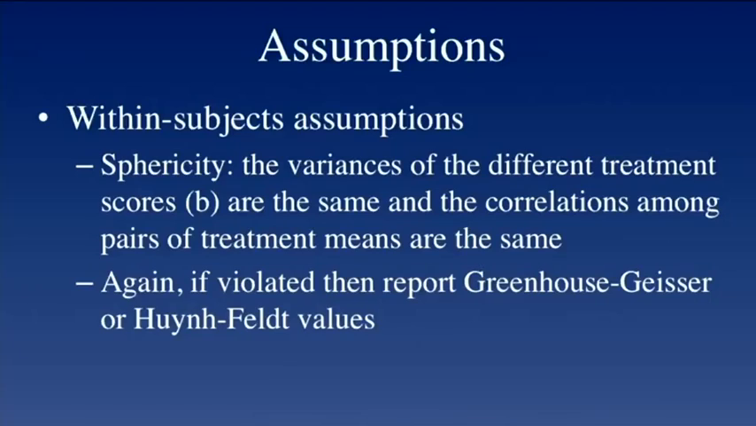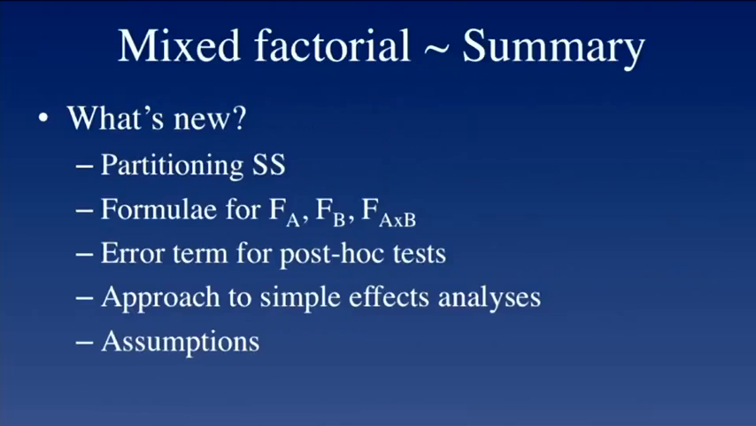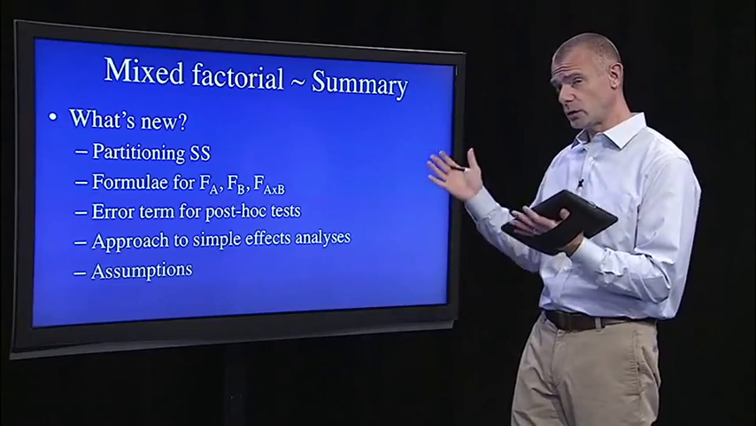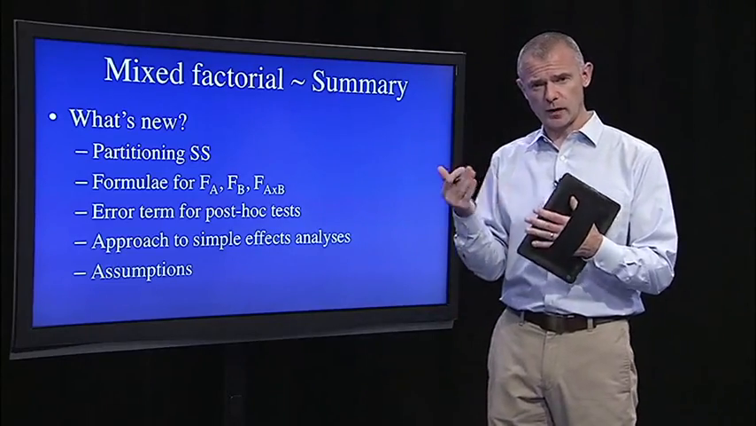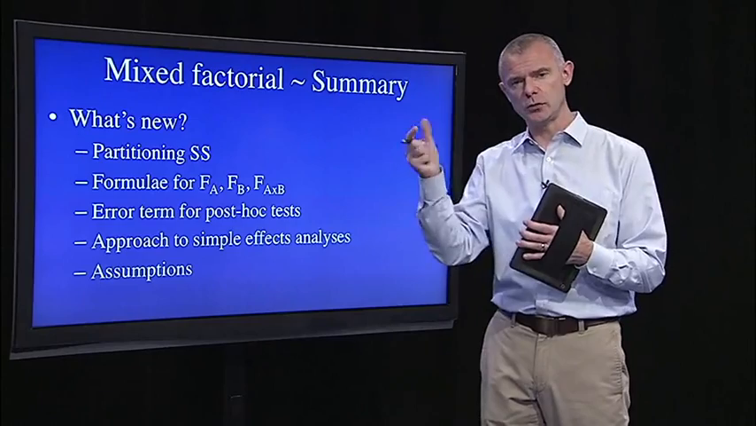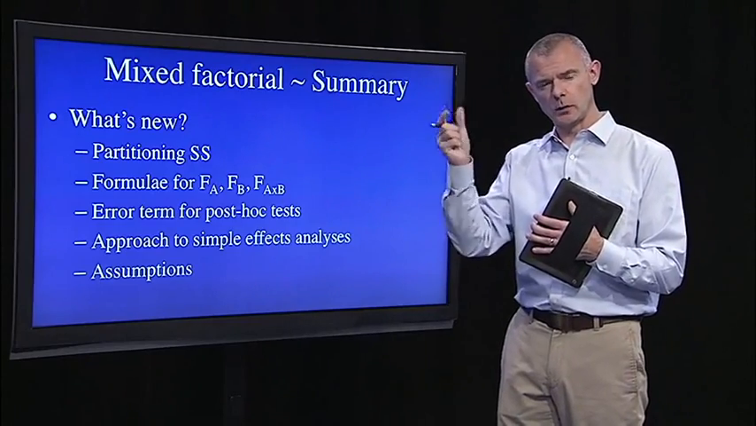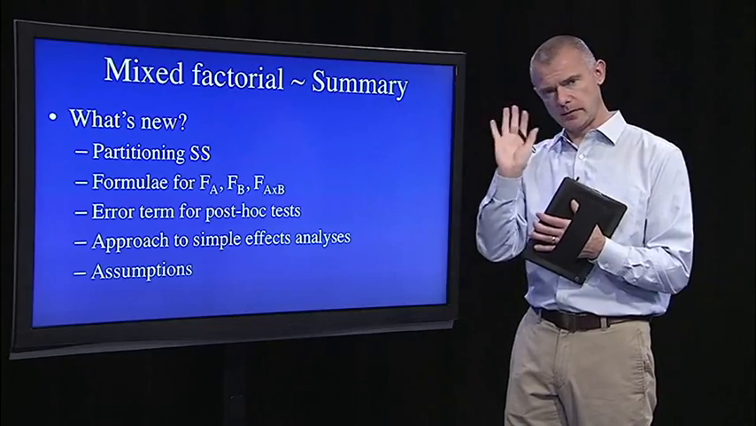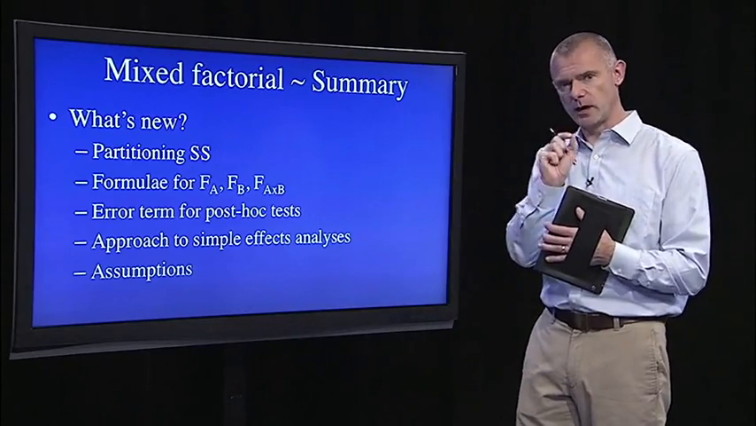And finally, there's the within subjects assumption. Again, same as before, there's the sphericity assumption, so nothing new there. So to sum up the first segment, mixed factorial design, it just means we have two independent variables, one's manipulated between, one's manipulated within. So what's new? Well, the partitioning of sums of squares looked a little different because we have two different error terms, so you have to know which one to use when. You really have to be careful about that.